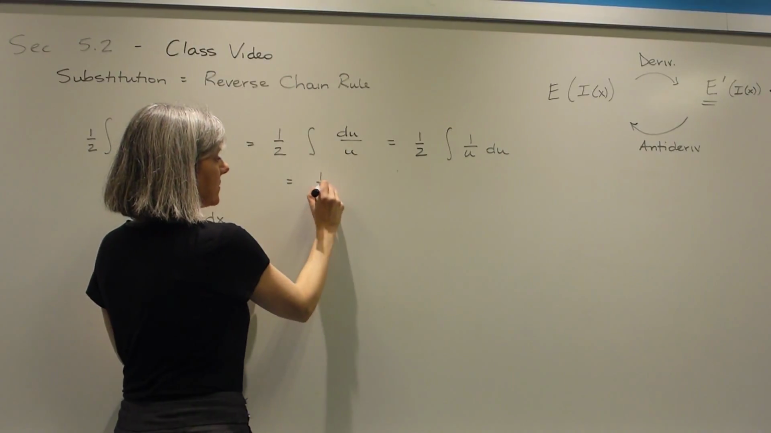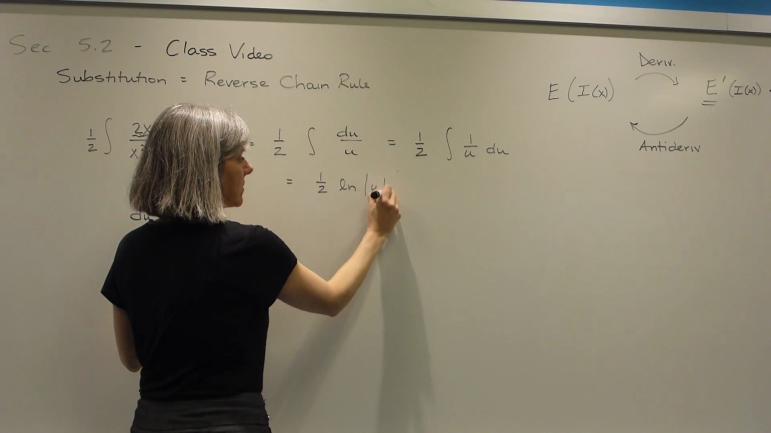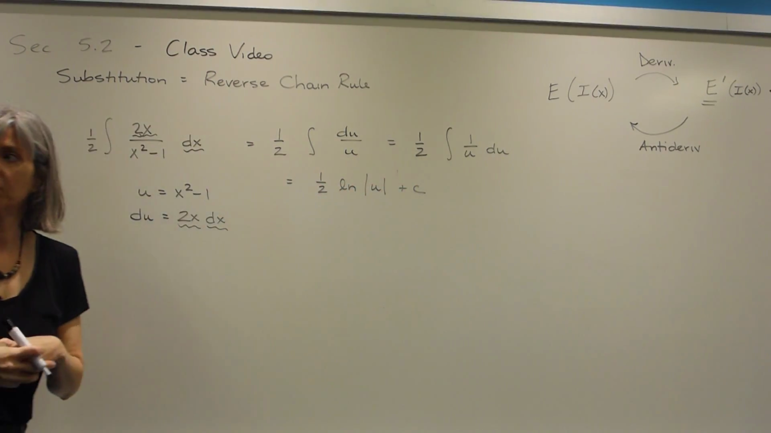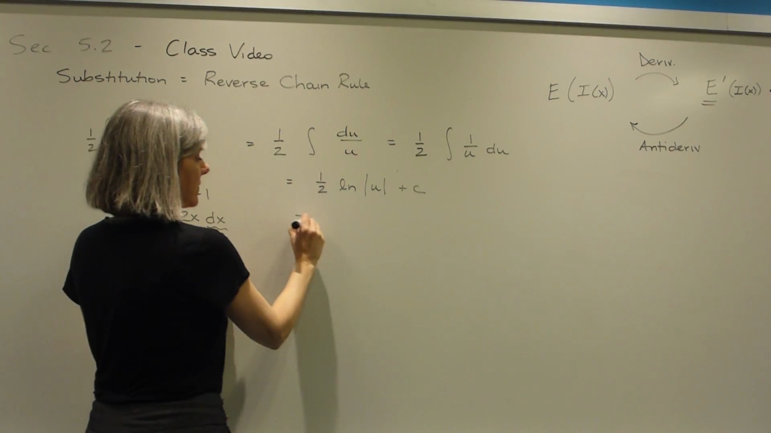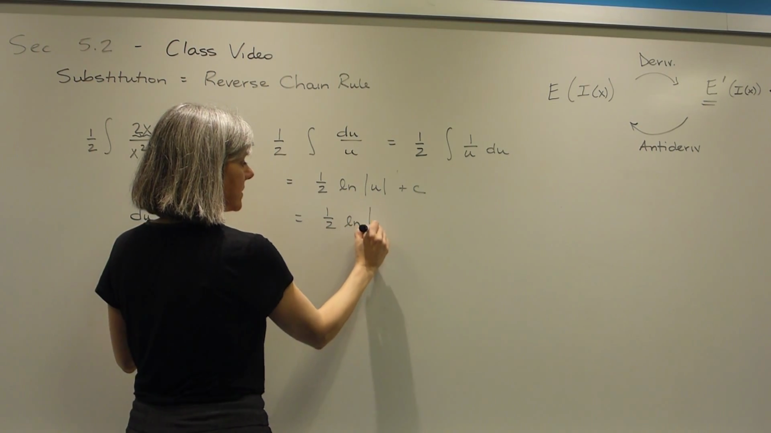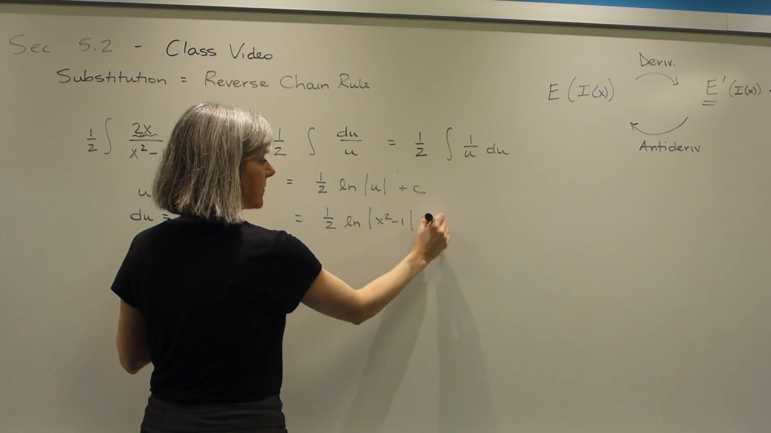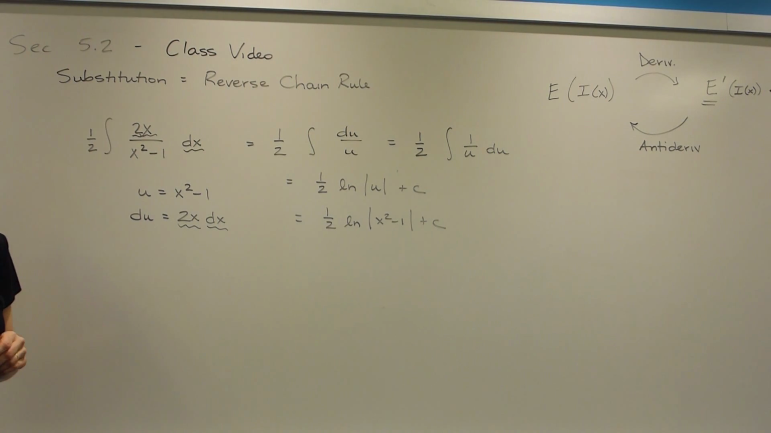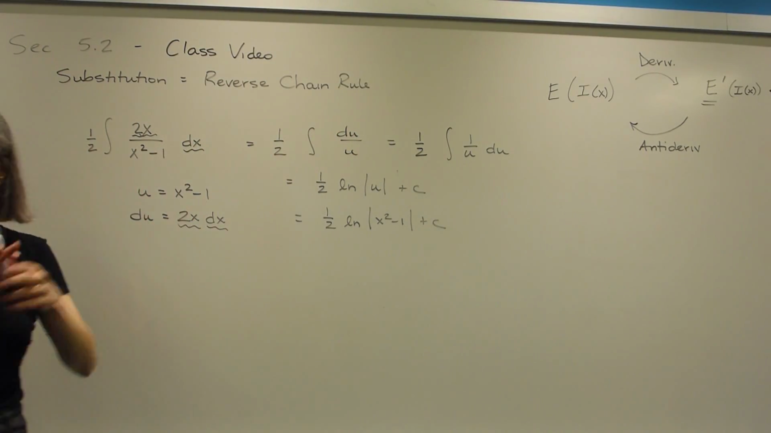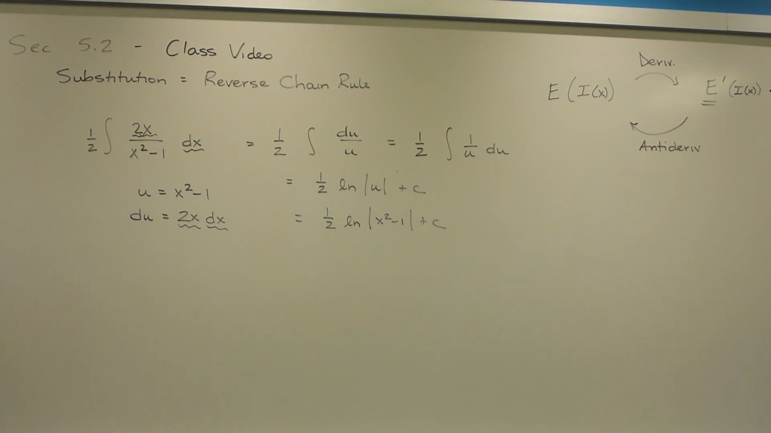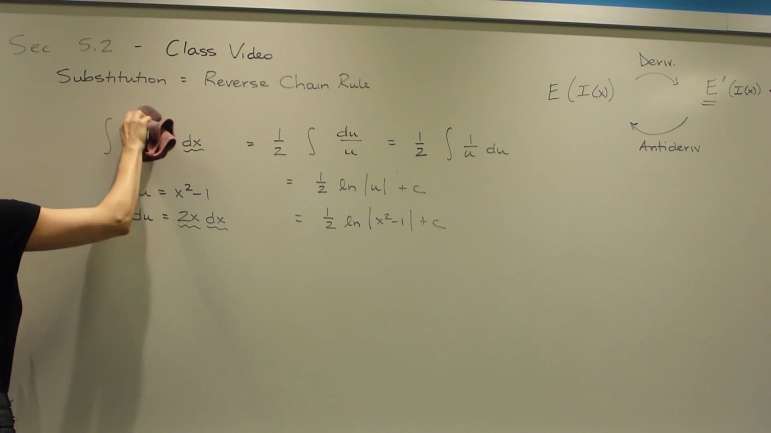So 1/2 ln u, absolute value. Did we start in u's? No. So we've got to go back. So 1/2 ln x squared minus 1. All right, so let's try it without u's. This one's kind of nice because it ends up du over u. That's sort of, for ln, sometimes that's a nice pattern, but let's see if we can do this without.